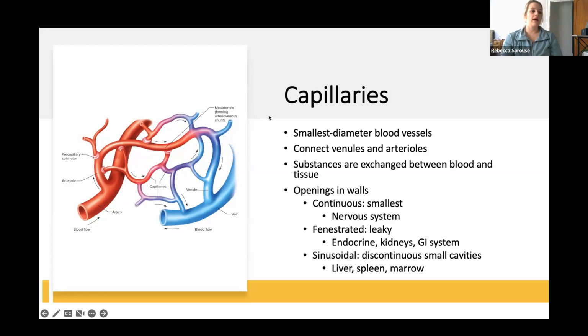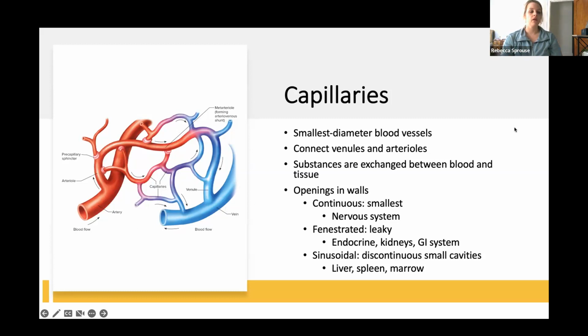So then after that oxygen drop off and carbon dioxide pickup happens here in your tissue, the deoxygenated blood goes into a venule, which then goes into a vein, and then all veins lead back to the heart.